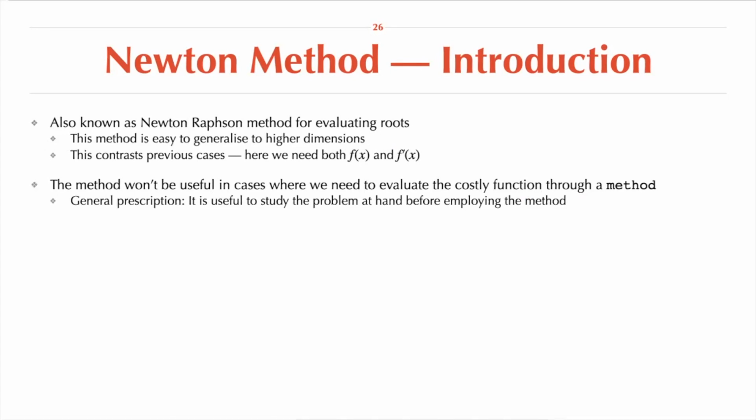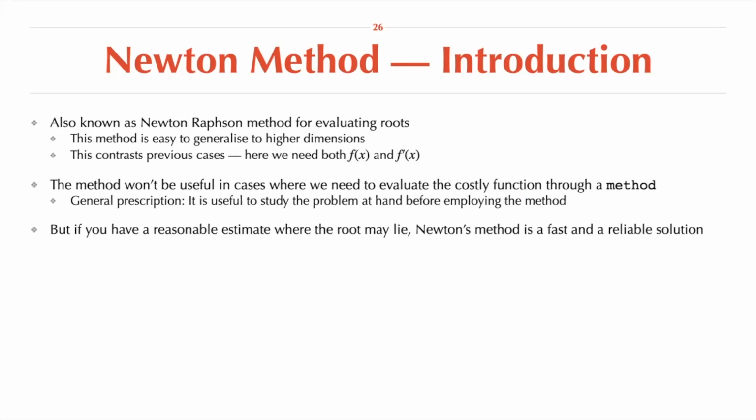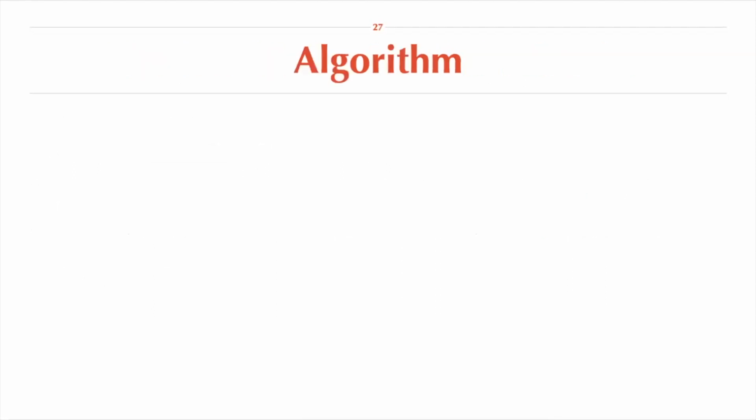So this method won't be useful in those cases in which the function evaluation is very costly. It's also a non-bracketing method. So you have to start with an initial guess. If you're very close to the root in your first guess, then you will very quickly converge to that solution. But if you are not, then it may take some time. So it has quadratic convergence, but it also has some possible caveats.